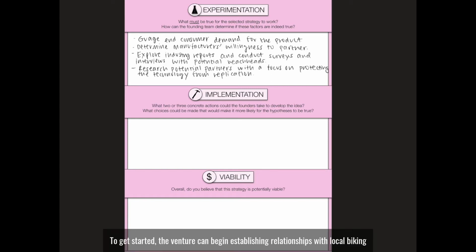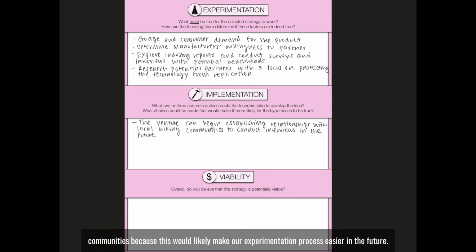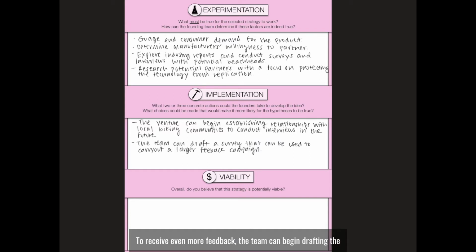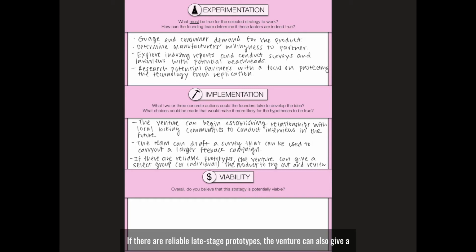Moving to implementation, we'll outline actionables for developing these experiments and validating our hypotheses. So to get started, the venture can begin establishing relationships with local biking communities, because this would likely make our experimentation process easier in the future. And to receive even more feedback, the team can begin drafting the survey that would be taken by potential customers and prepare to send it out. If there are reliable late-stage prototypes, the venture can also give a select group of individuals crude versions of the product, and they can receive feedback on that.